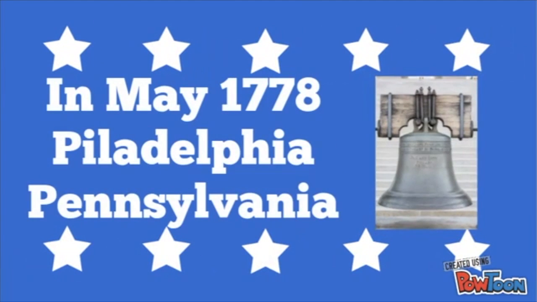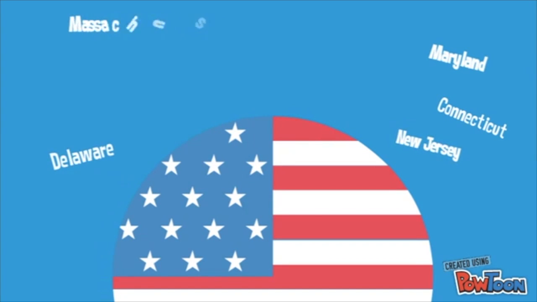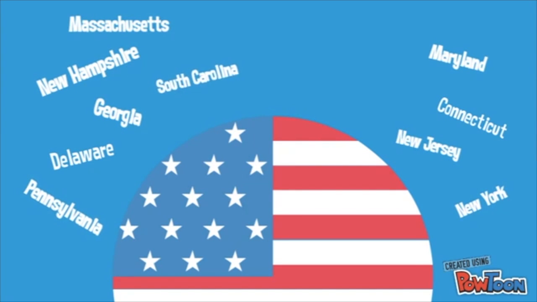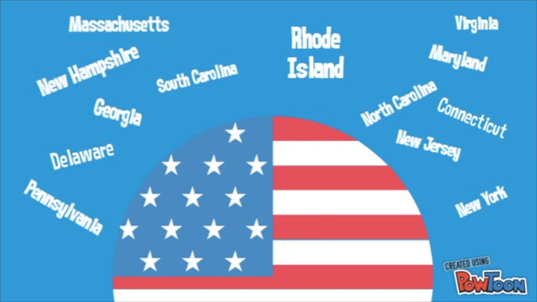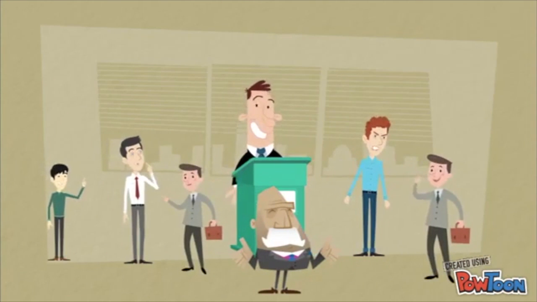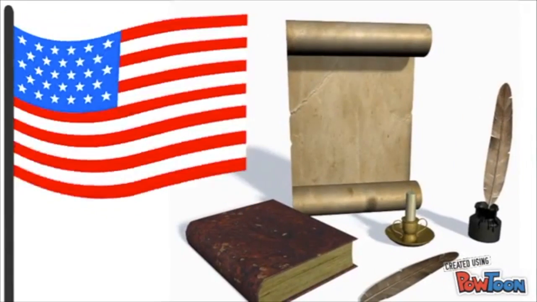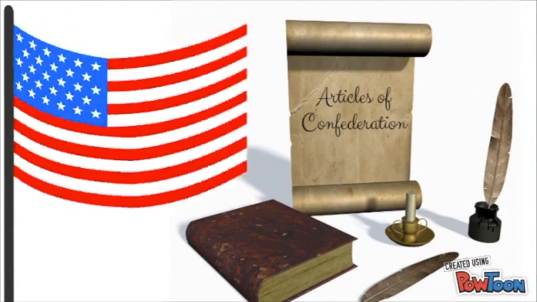In May of 1787, in Philadelphia, Pennsylvania, 55 delegates from 12 states decided to meet to improve the Articles of Confederation. Rhode Island did not send any delegates because they felt the articles were just fine. Once the meetings began, the delegates chose George Washington to be the president and lead the discussions. At first, they tried to revise the Articles of Confederation, but realized they needed a whole new constitution.